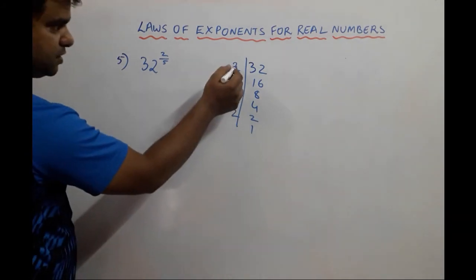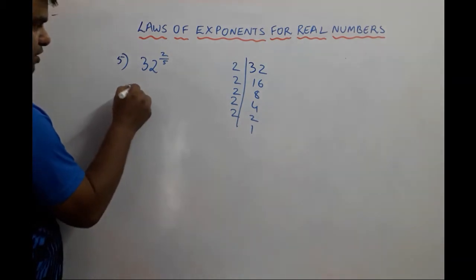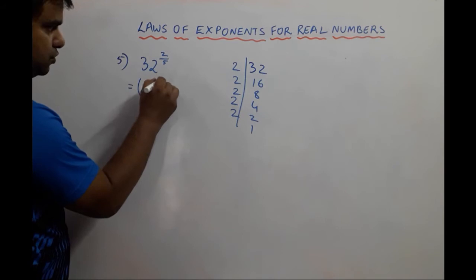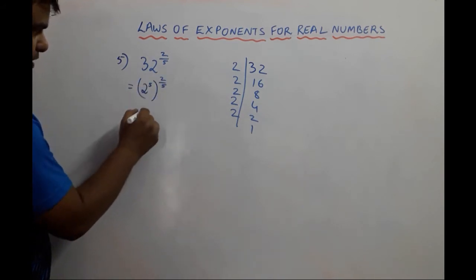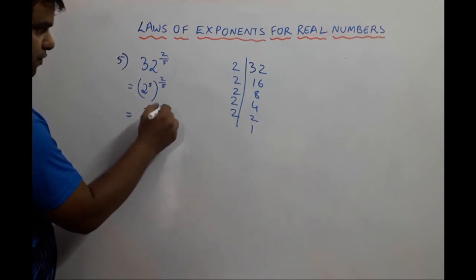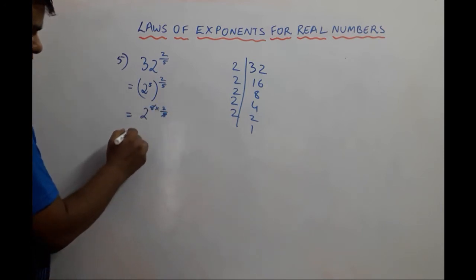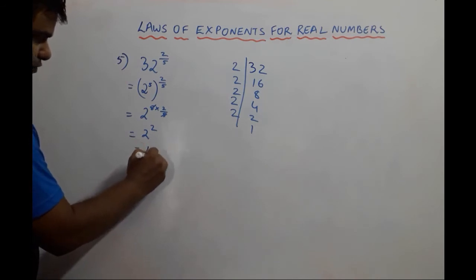So here we get 1, 2, 3, 4, 5. So that means 32 is nothing but 2 raised to 5 and whole thing is raised to 2 upon 5. So the powers get multiplied. So 5 into 2 upon 5, 5 gets cancelled. We are left with 2 raised to 2, which is 4.